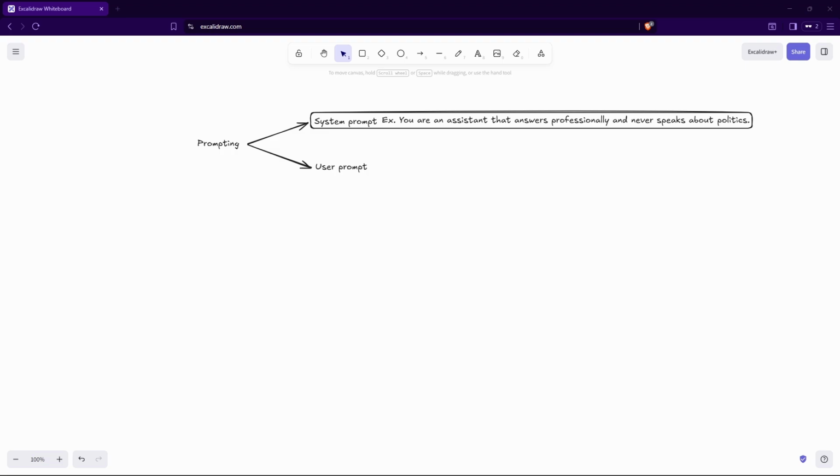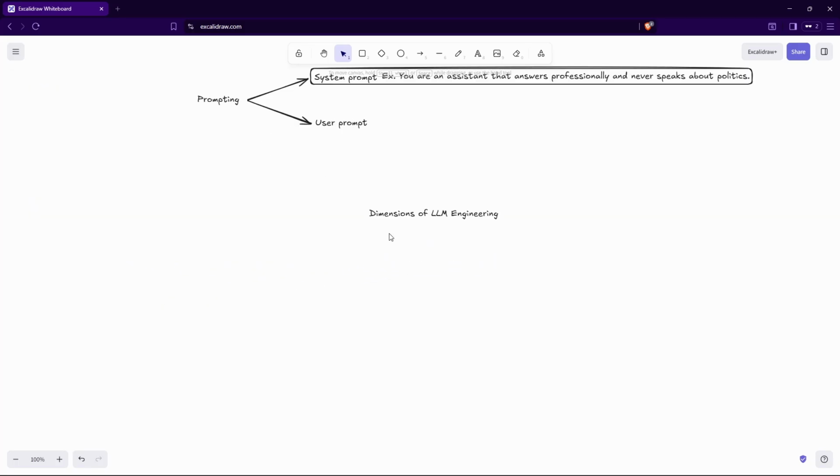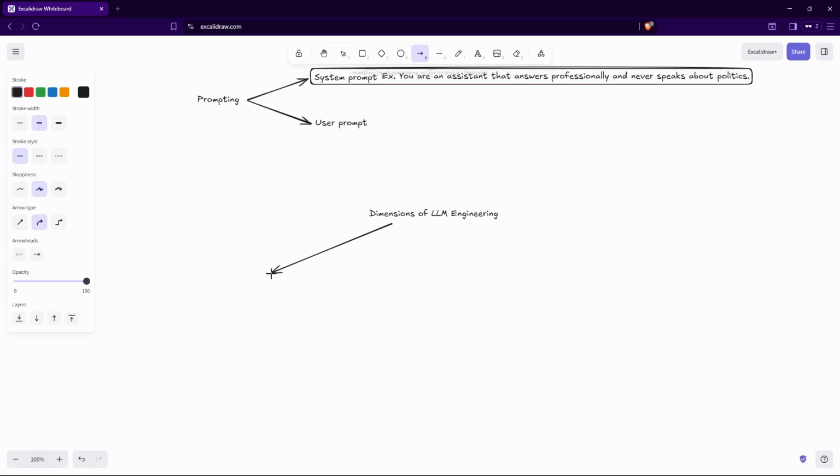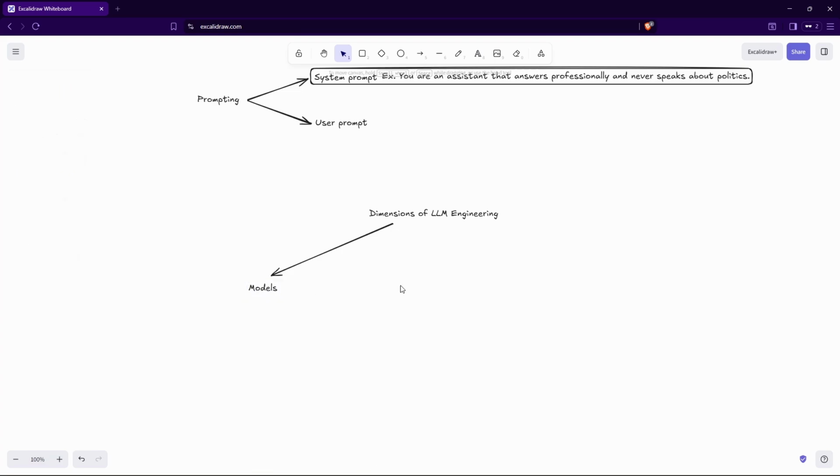But then on day two of week one, we started to go into more fundamentals. We started to understand the dimensions of LLM engineering. Okay, so I can write it here: dimensions of LLM engineering. And we spoke about three main ones: models, tools, and techniques.